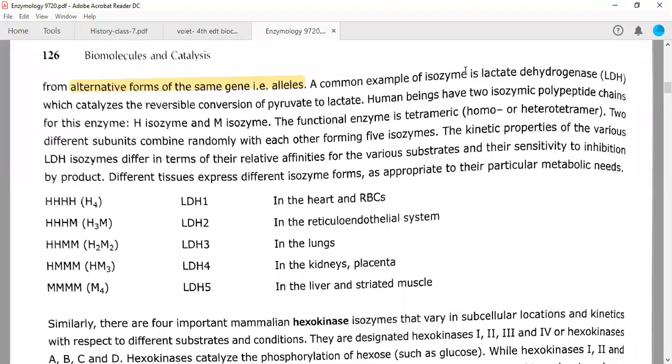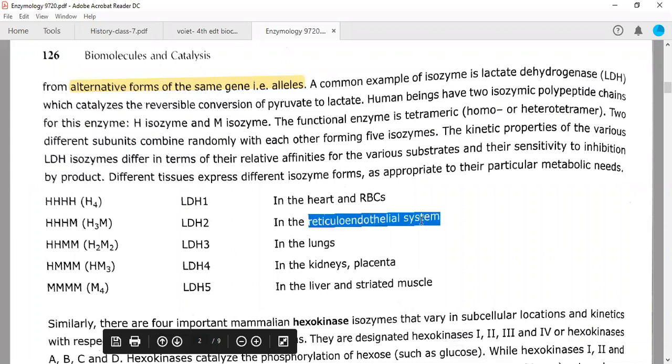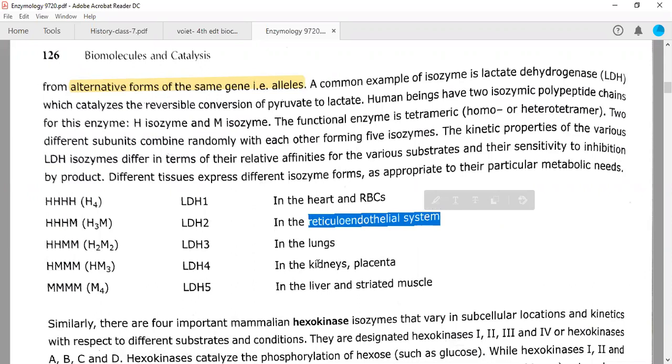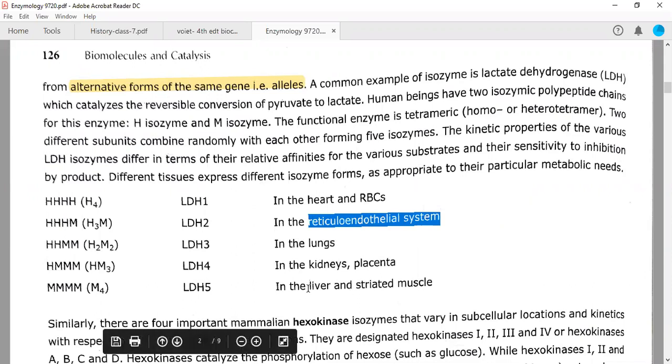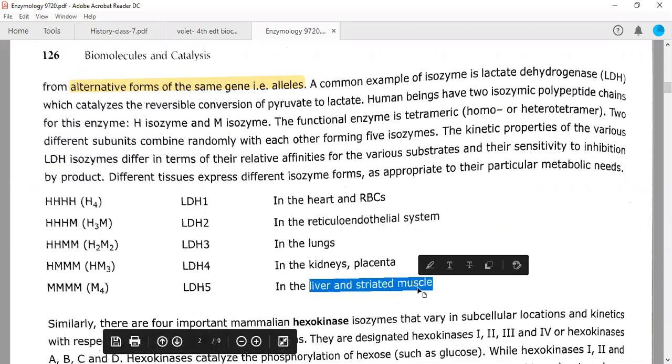A common example of an isozyme is lactate dehydrogenase. This table is showing five different types of lactate dehydrogenases. These are examples of isozymes. They are found in different tissues. So, for example, lactate dehydrogenase 1, 2, 3, 4, 5. There are five major types of lactate dehydrogenase. One is present in your heart and RBCs. Second is present in the reticuloendothelial system. Third is present in lungs, then kidneys and placenta, and 5 is present in liver and striated muscles of your skeletal system.